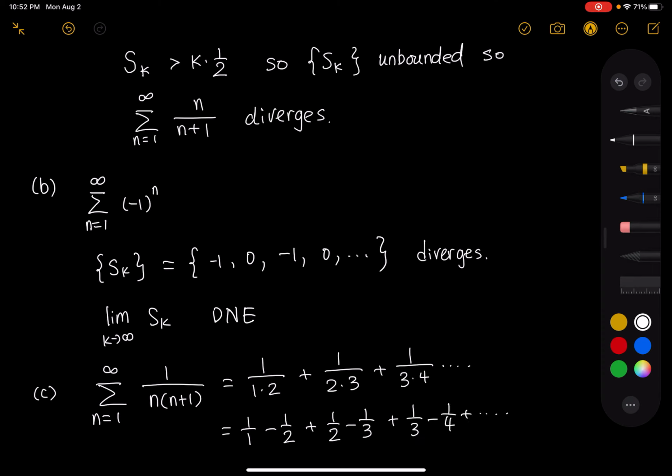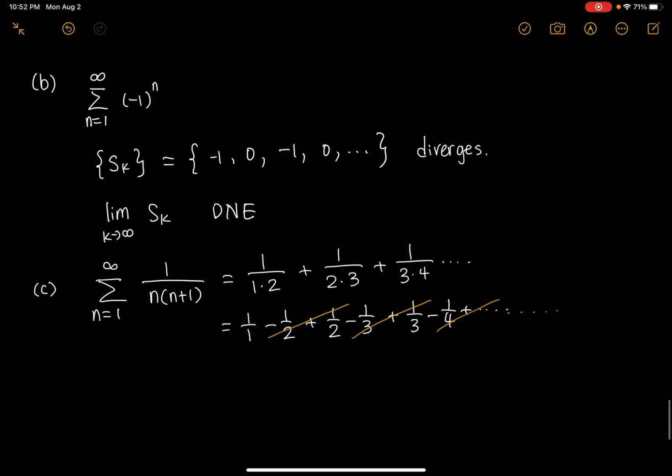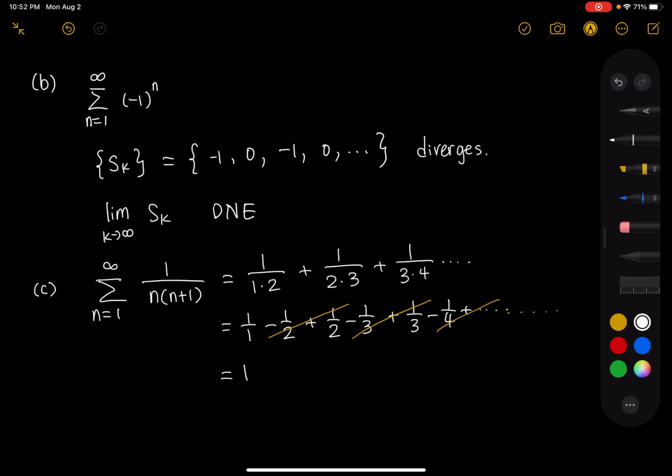So what you see is that these two terms cancel, those two terms cancel, and so on. You keep canceling. So what is left is just 1. So because the sum equals 1, it converges, right? But that's one way to find the sum of this series, like find the limit of this series. But we still should follow the textbook, okay?